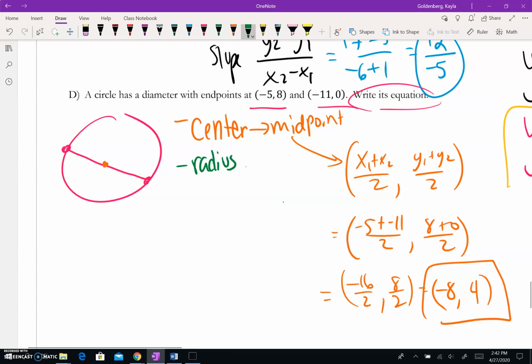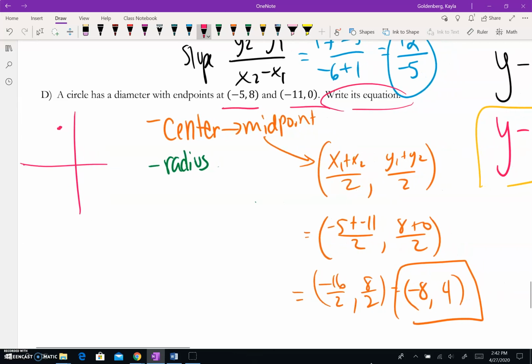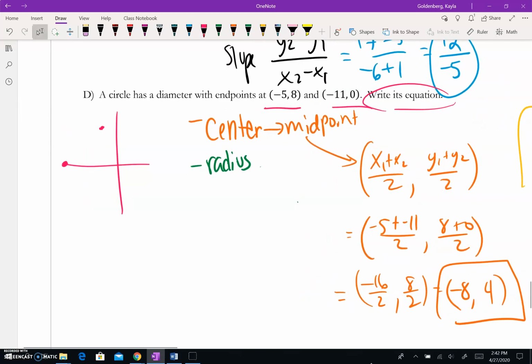For this one, it might actually help to have a more accurate sketch to help you think through this one. So I have -5, 8, and -11, 0. So it looks something like this. So if I want to figure out what my radius is, I now have my center, which is -8, 4, right? If I want my radius, it's this distance from the center to that point, -11, 0. I'm going to draw it in as a right triangle because I'm going to be using Pythagorean theorem.